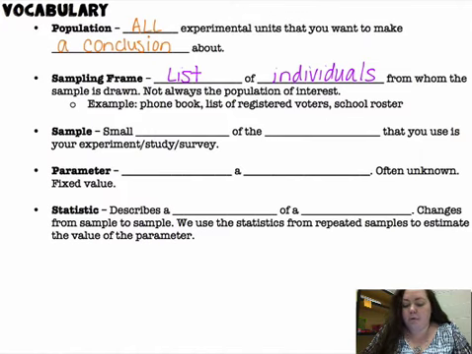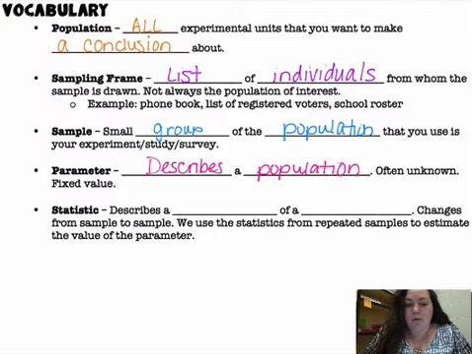A sample is a small group of the population that you use in your experiment or your study or your survey, whatever you're conducting. A parameter describes a population. So the parameter, it's often unknown and it's often a fixed value.